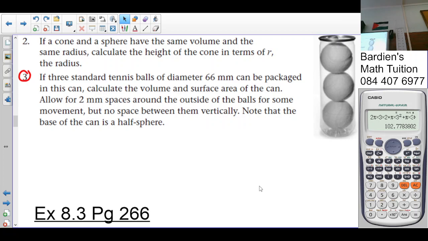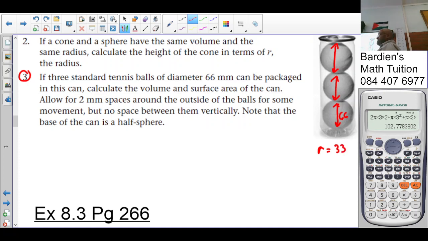Alright, let's go. So the diameter of the ball is 66, which gives me a radius of the balls of 33. Then the 2 millimeters on top and 2 at the bottom.